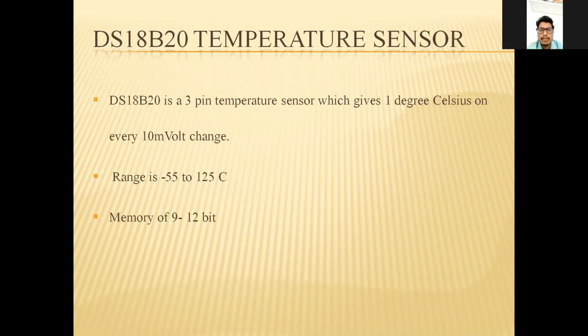In this incubator, we are using the DS18B20 temperature sensor. The DS18B20 temperature sensor is a single wire temperature sensor, and these sensors are fairly precise and need no external component to work. The DS18B20 is a digital temperature sensor which follows a single wire protocol. The temperature range is minus 55 degrees Celsius to 125 degrees Celsius with an accuracy of 0.5 degrees Celsius.